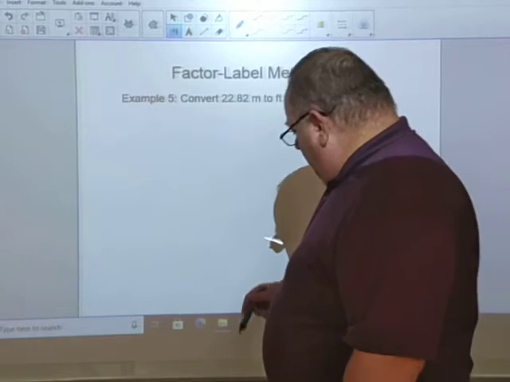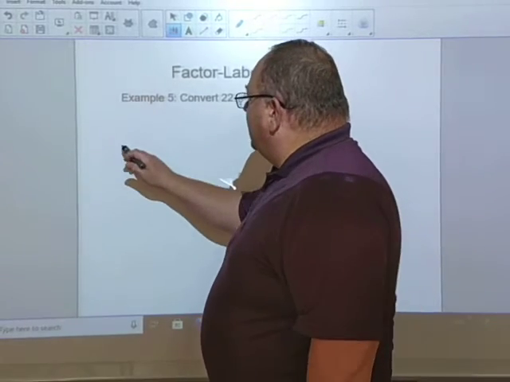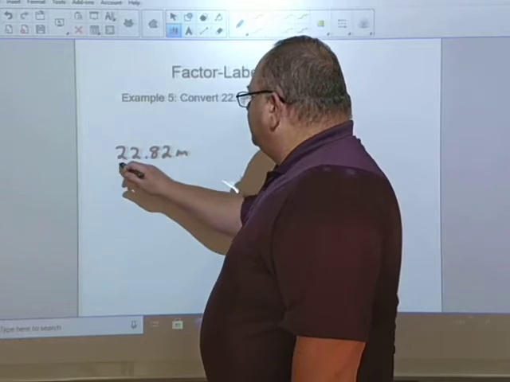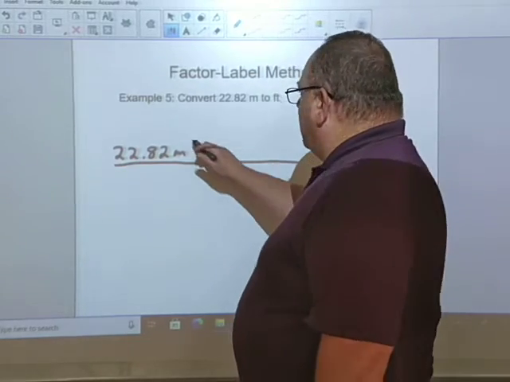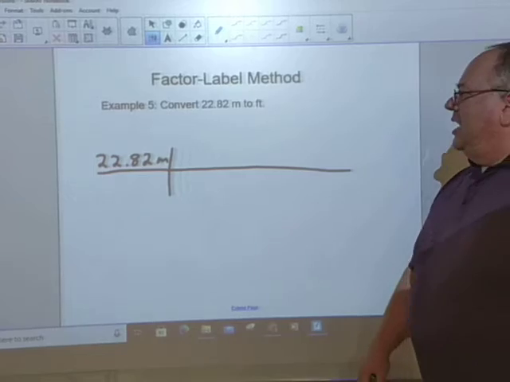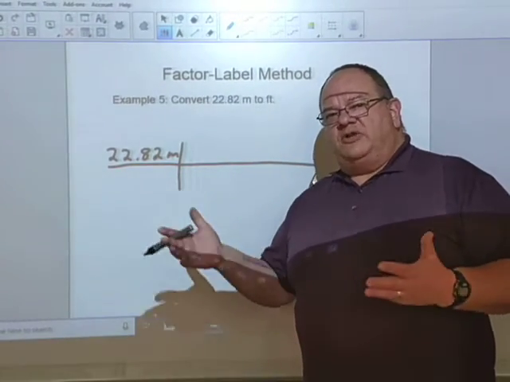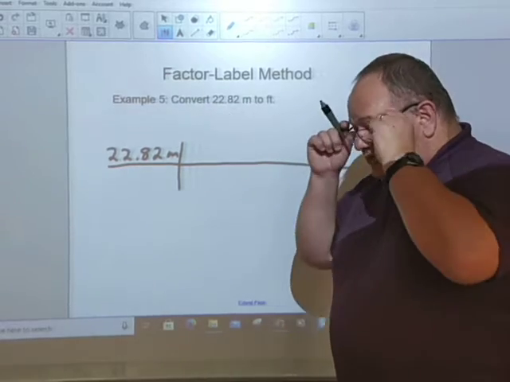So what do we do? Well, we always start out with our given, 22.82 meters. I'm going to draw a work line. Meters to feet. I have an English unit and a metric unit. I'm starting with a metric unit and I'm trying to go to an English unit.